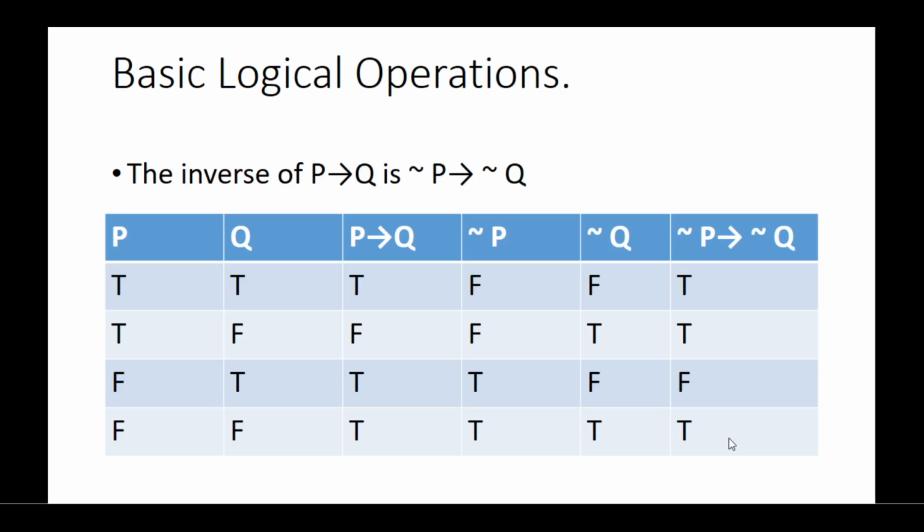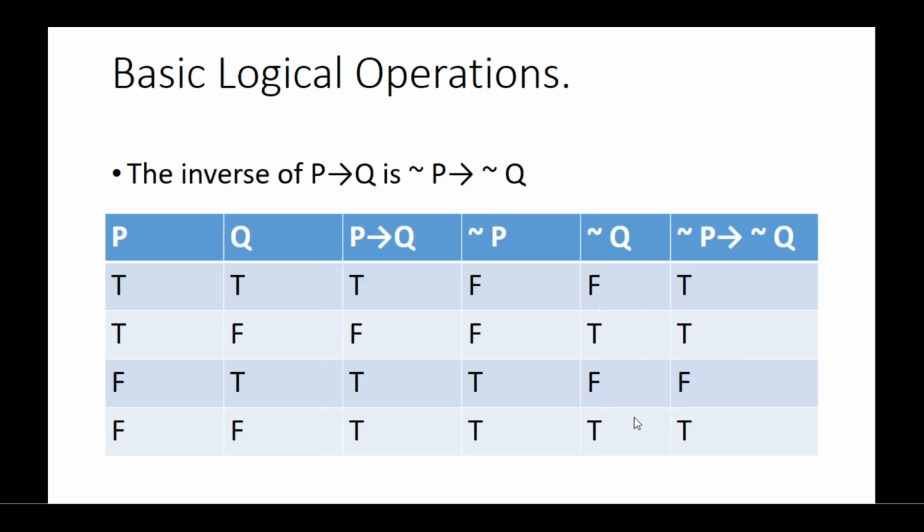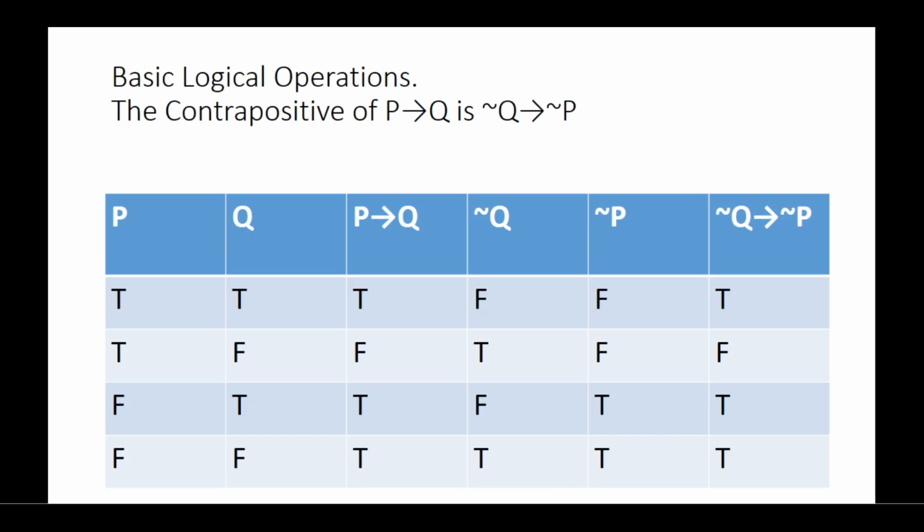Similarly here, Q implies P and negation of P implies negation of Q. You observe that negation of P implies negation of Q is true, true, false, true, and Q implies P is true, true, false, true. These are the same. So this is about logical operators, that is inverse, converse, and contrapositive.